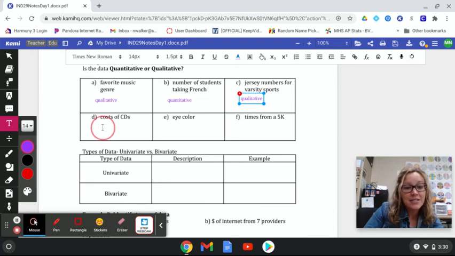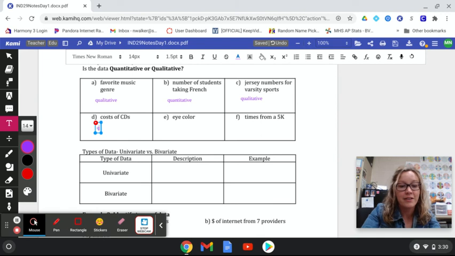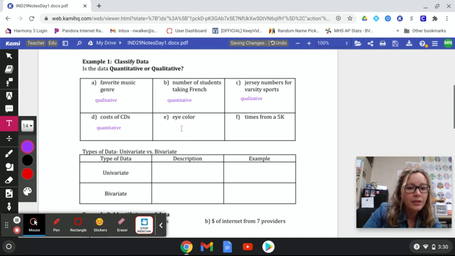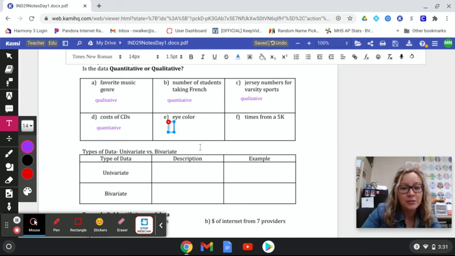All right, the cost of CDs. Cost is a measurement. Money is a measurement, and that is quantitative. All right, eye color. Blue, green, hazel, brown. Lots of eye colors, has nothing to do with a number. This is qualitative. And times from a 5K, we are measuring time in minutes, seconds, things like that. So that is quantitative.